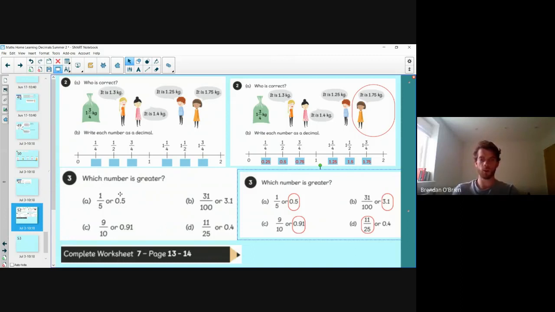Which number is greater, 1/5 or 0.5? 0.5 is greater. 1/5 as a decimal is 0.2. 31 hundredths or 3.1. Well, 31 hundredths doesn't have a whole. 3.1 has 3 wholes, so that's greater. 9/10ths or 0.91. 0.91 is greater. 11/25ths or 0.4. 11/25ths is greater. If we convert this to a decimal, we find that it is 0.44.